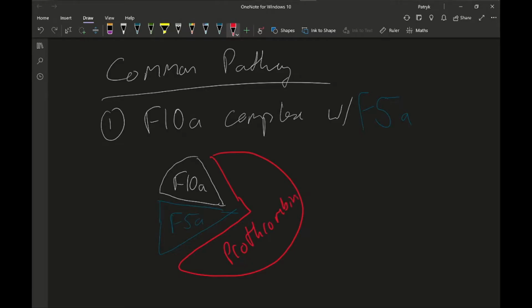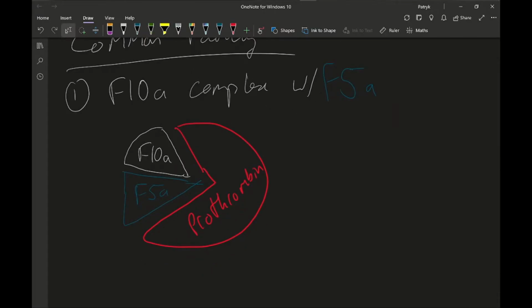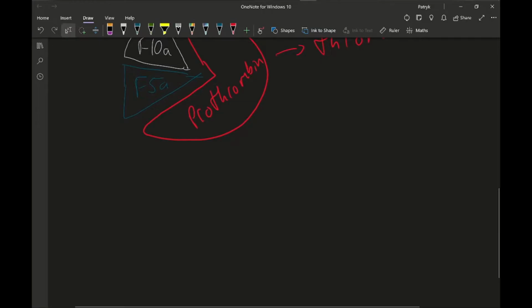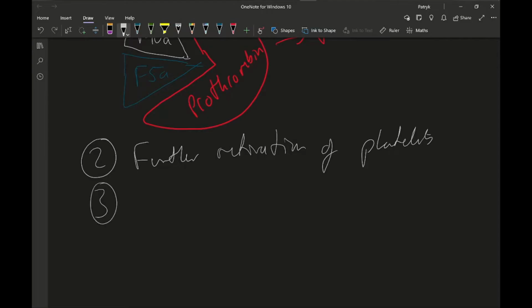Pro meaning kind of before, such as prokaryotes. This complex allows prothrombin to be converted into thrombin. This thrombin then allows further activation of platelets, so more platelets come along and bind. But most importantly, it allows the formation of a special molecule called fibrin.